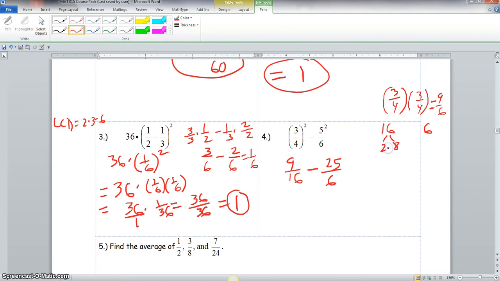16 breaks down to 2 and 8. 2 is prime. 8 breaks down to 2 and 4. 2 is prime. 4 breaks down to 2 and 2. So 16 breaks down to 4 2's. And then 6 breaks down to 2 and 3. Now for some reason that disappeared. You could rewind it and get it back here. But the prime factorization of 16 is 4 2's. And then we have this 2 and 3. So our LCD will have 4 2's and 1 3. Now when we multiply that out, our LCD would be 48.